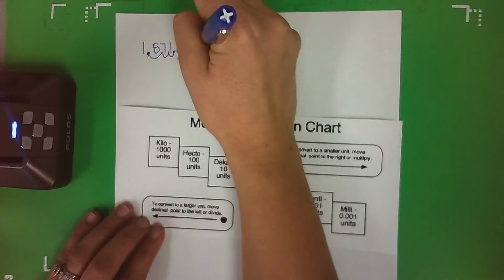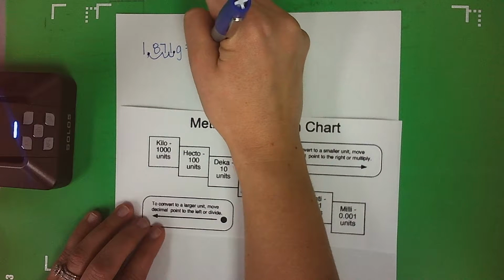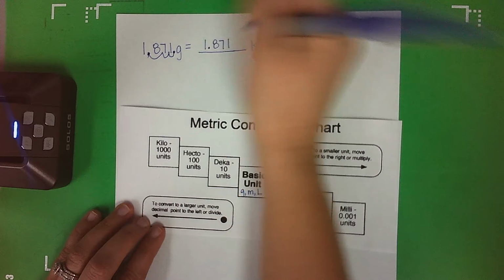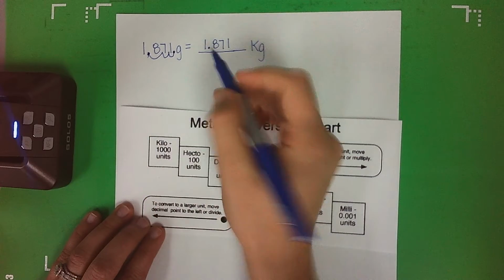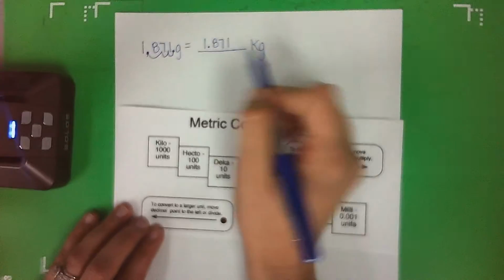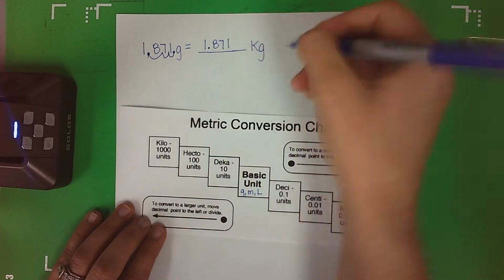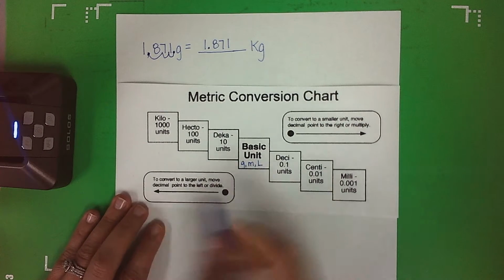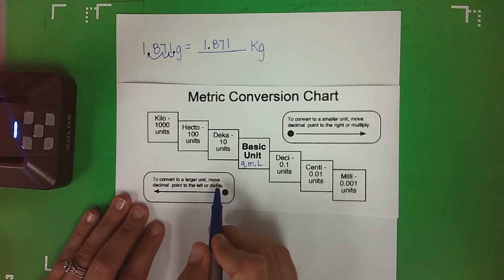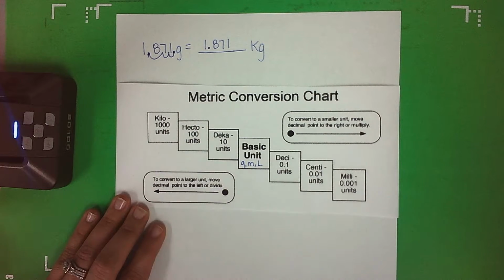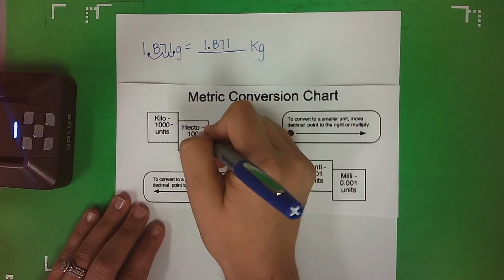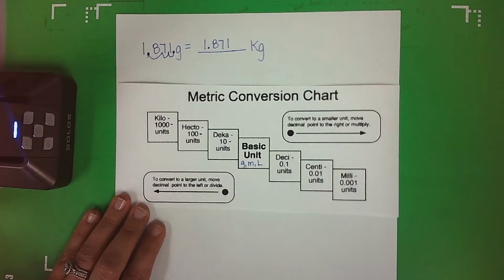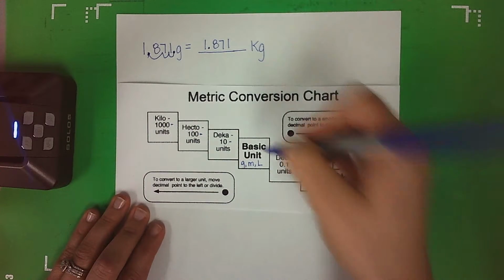So now my new number is 1.871. So it went from 1,871 grams to 1.871 kilograms. Okay, so almost 2 kilograms. So this chart kind of helps you. It's kind of like your ladder. It tells you to convert to a larger unit, move the decimal point to the left, or divide. So that's where, when it talks about divide, you would divide by these numbers. I prefer to move the decimal. It's a lot easier. If you go to the right, you're going to move the decimal to the right.